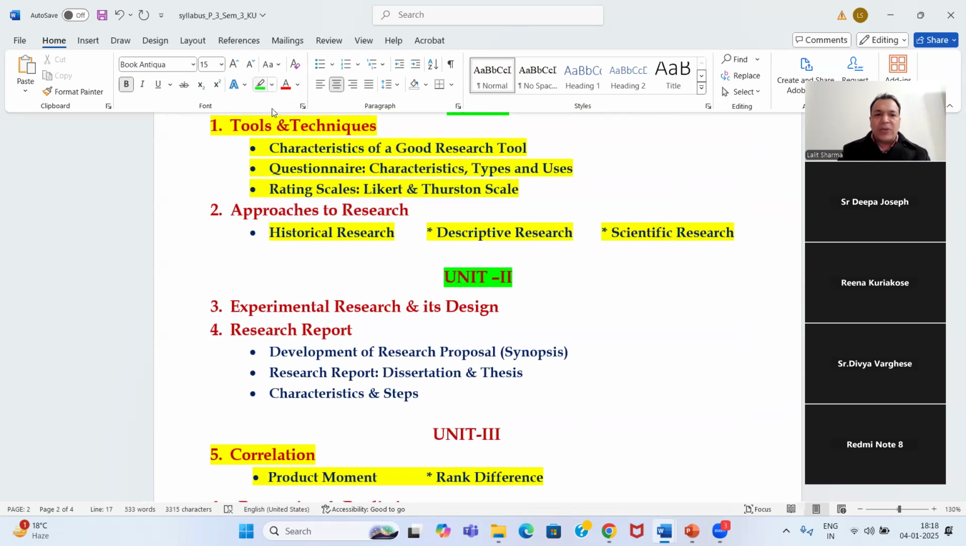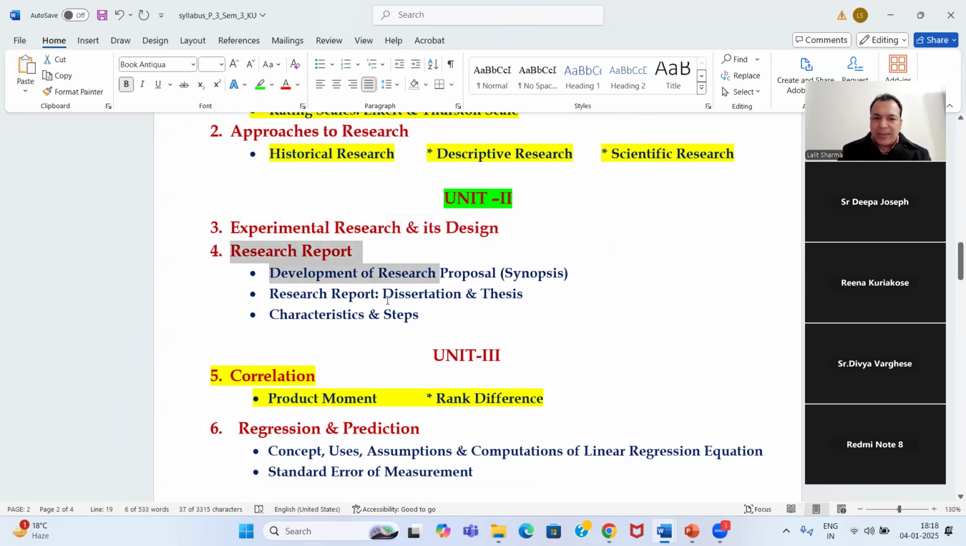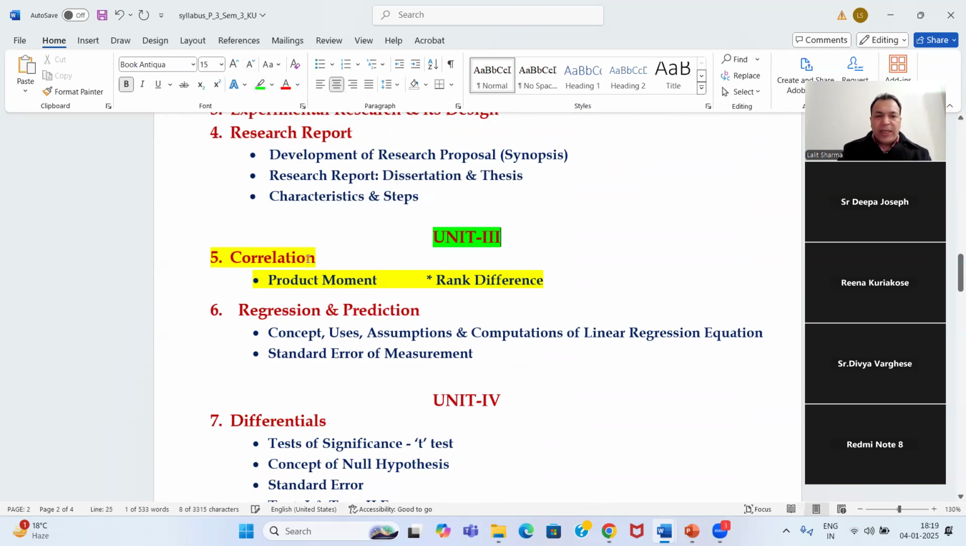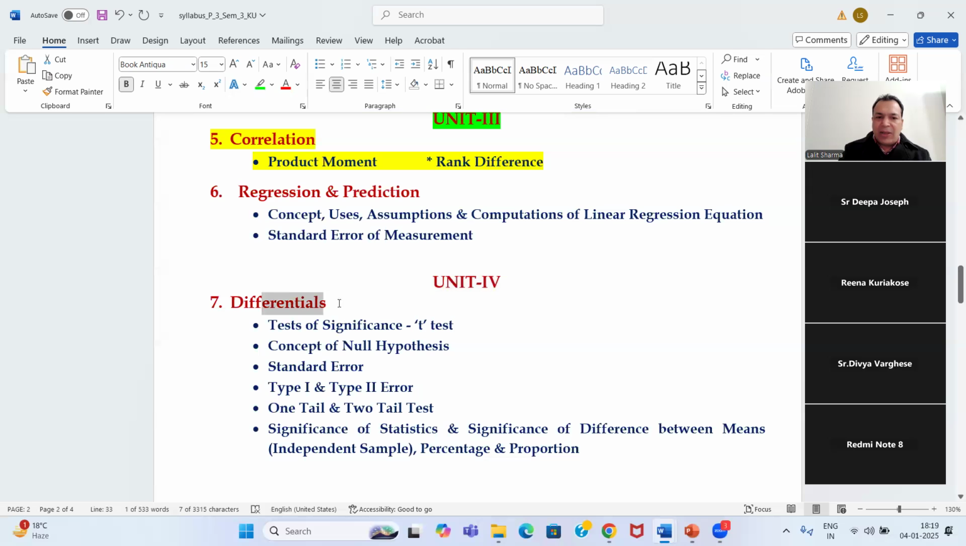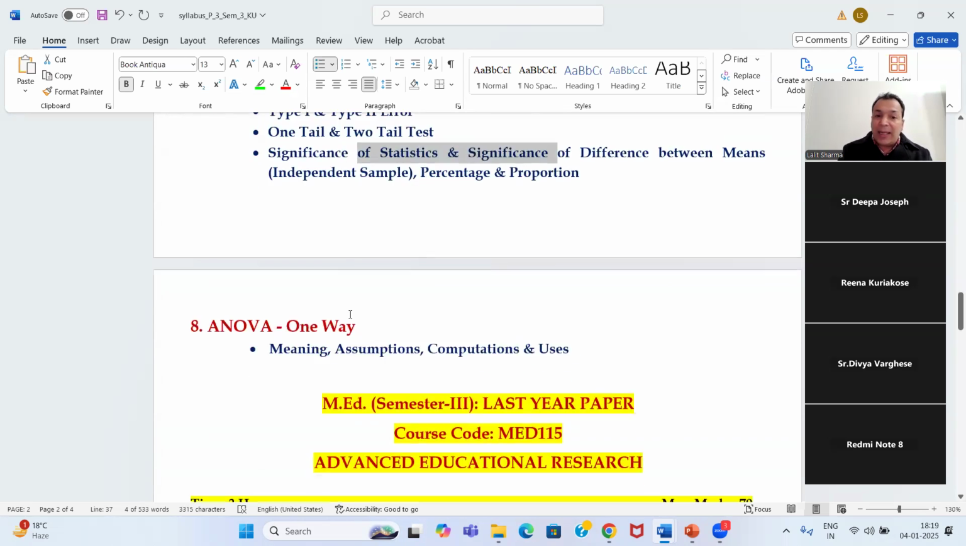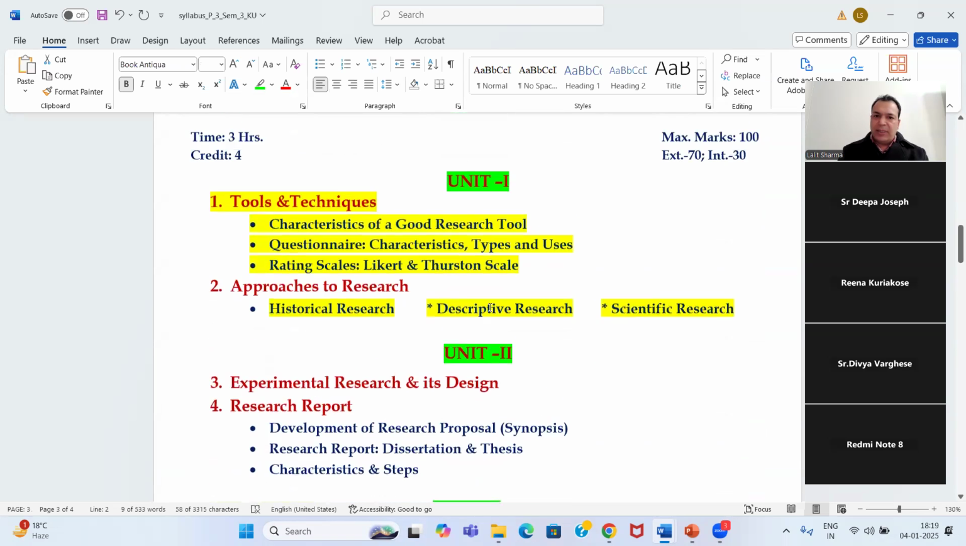Unit 2nd, under the unit 2nd, you have the topics experimental research and its design and research report, research proposals, characteristics and steps, right? In the unit 3, you have the correlations and regression. And unit 4, you have the differentials. Under the differentials, t-test, null hypothesis, standard error, type 1, type 2 error, one tail and two tail test, and significance of a statistics, right? And in the last, ANOVA. Okay. So this is our syllabus, right?